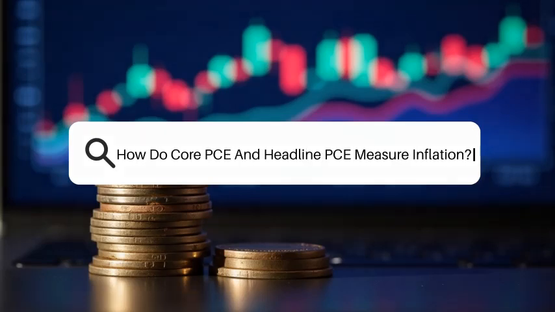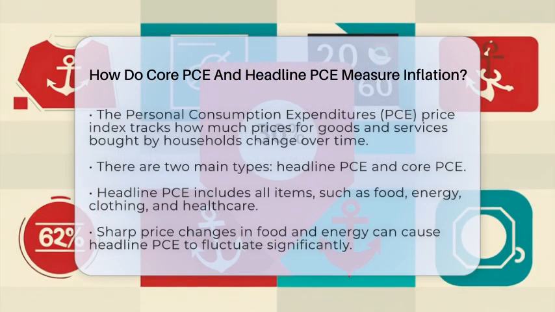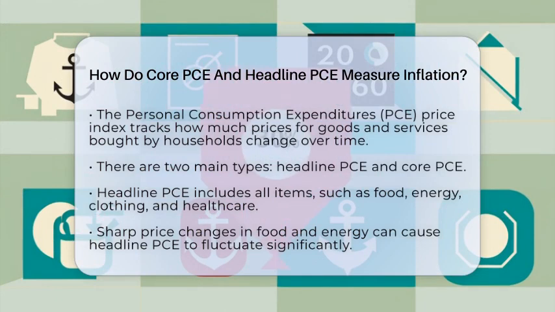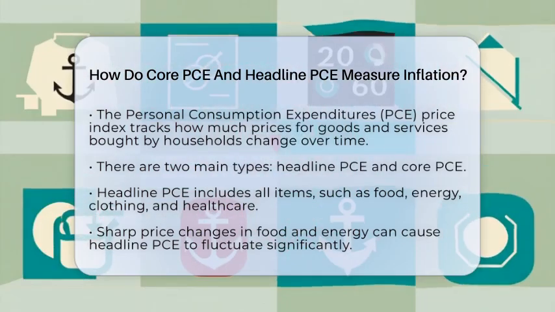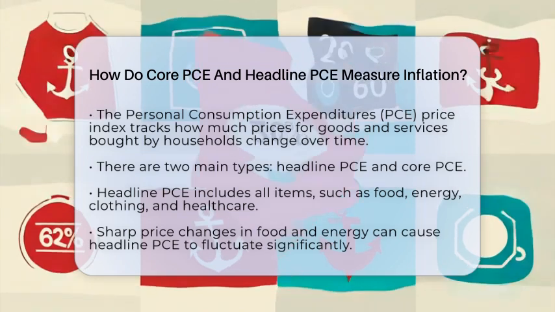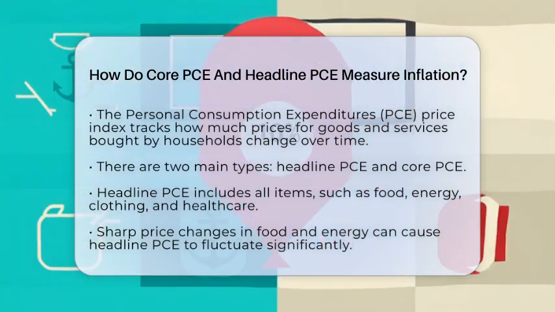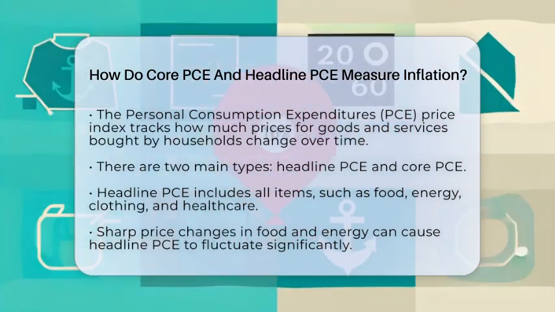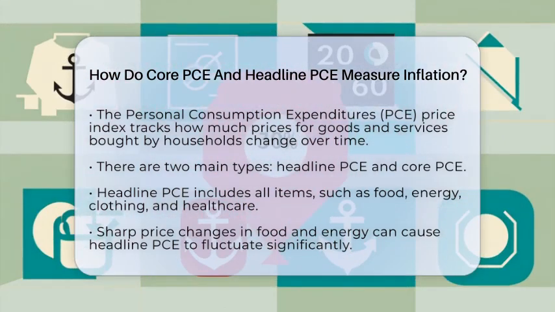How do core PCE and headline PCE measure inflation? Imagine trying to understand how much prices are changing in the economy. That's where the Personal Consumption Expenditures Price Index comes in. It tracks how much the prices of goods and services bought by households change over time. There are two main types of this index: headline PCE and core PCE.